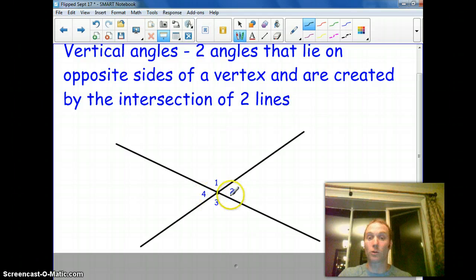Angles 2 and 4 are vertical angles. Angles 2 and 4 also have this vertex. They share a vertex. They're on opposite sides of that vertex, and it's still these two lines that create them. So I have two pairs here, 1 and 3 and 2 and 4. Now I'm not going to write the next thing down. You definitely should.